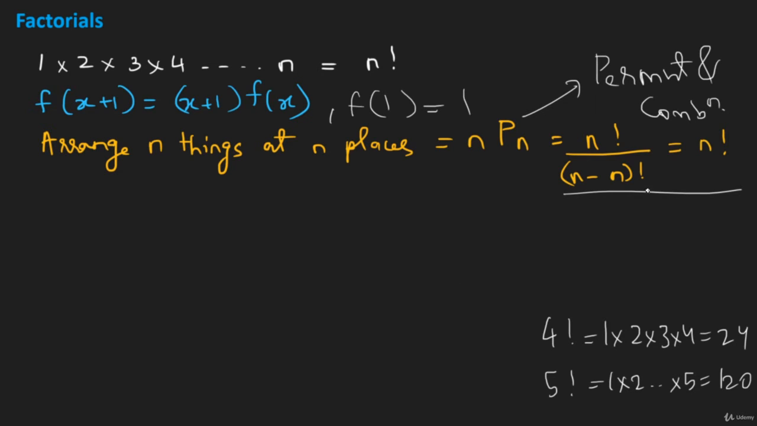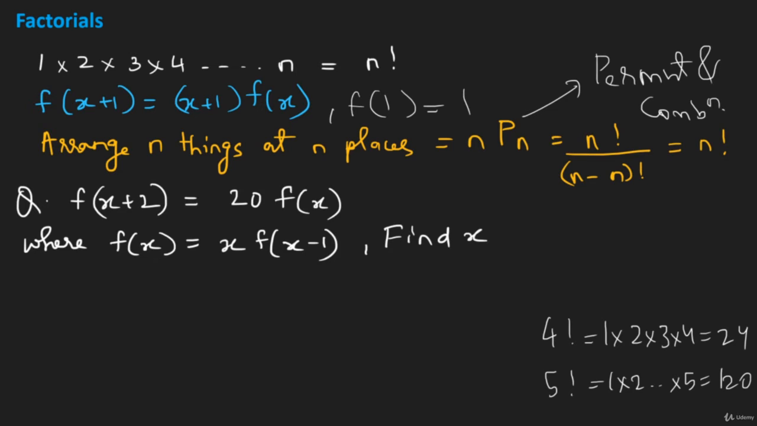Alright, now having established the basics of factorial, let's try to do a question. F of x plus 2 is equal to 20 into f of x, where f of x is equal to x into f of x minus 1. The question says find x. Pause the video, give it a try, and then let's do it together.